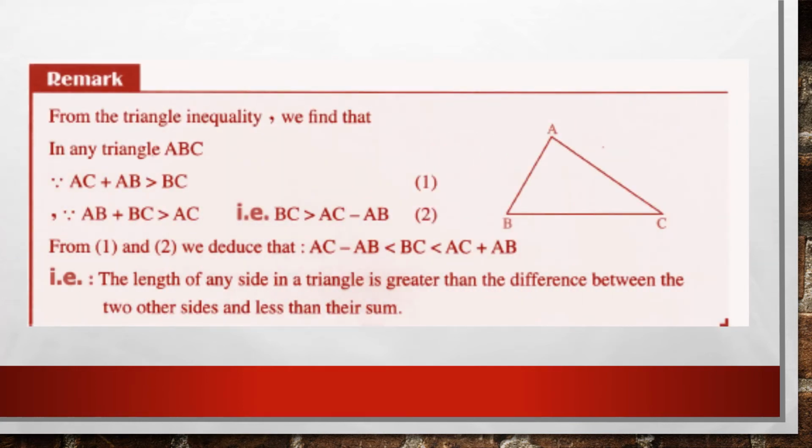Okay, now if you want to find the length of one side, and we know the lengths of the two other sides, for example to get the length of AB if we have the lengths of AC and BC, the length of the third side is greater than the difference between the two sides, and smaller than the sum of them. So the third side is between the difference between the two sides and the sum of them.